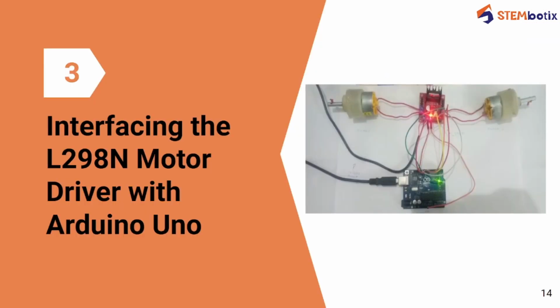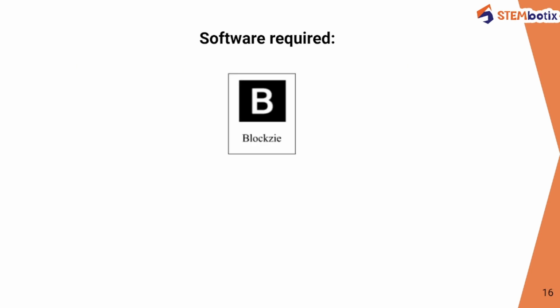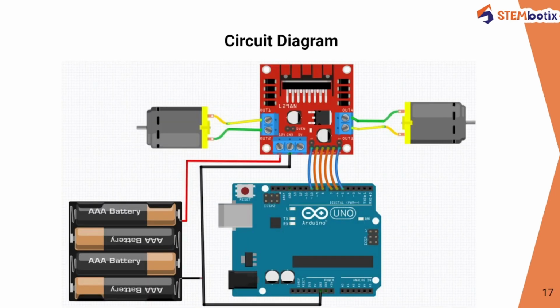Now we will see the third part, which is the interfacing of the L298N motor driver with Arduino Uno. These are the components which we are using in this particular part: two BO motors, one Arduino Uno board and a USB cable, one L298N motor driver, one external power supply battery, and a few jumper wires. The software which we are going to require is the Blockzie software, and this is the circuit diagram of your project.